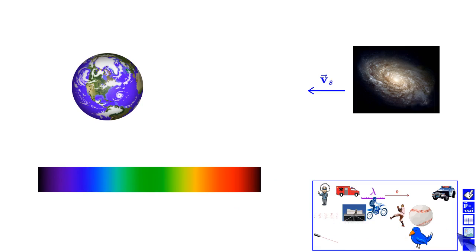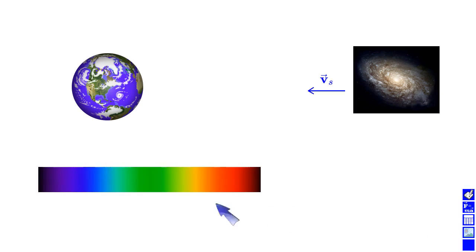We say that the light is blue shifted because the highest frequencies of visible light are towards the blue and purple end of the visible spectrum. When the object is moving away from Earth, it will be red shifted. What that means is that the frequency will be lower than normal due to the Doppler effect.